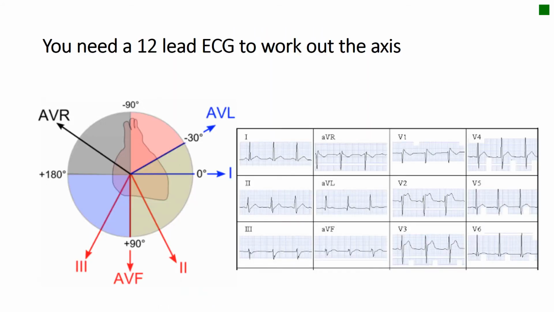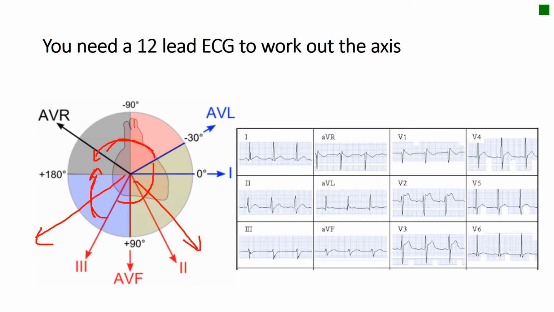So to work out the axis, you need a 12-lead ECG. You need to have all your electrodes around the 12 different positions around the body to work out your axis. The normal axis can be anywhere between lead 3 to just about aVL in this direction. So in this general direction, and that's still within the normal. Left axis deviation is beyond this way. And right axis deviation, when the average current goes in this direction, it's beyond this area.